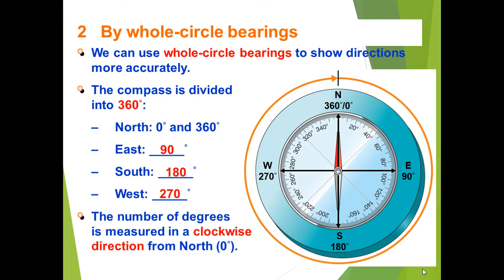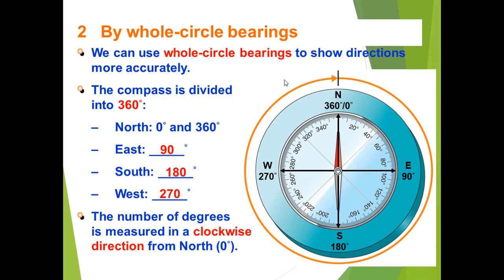And when it gets to the west side, that would be 270 degrees. So at last, when it gets back to the north, you can also see that north can be expressed as 360 degrees. So actually, north can be expressed as 0 or 360, both correct. So that would be the whole circle bearings, and it's just the same as the one we use in our math subject.